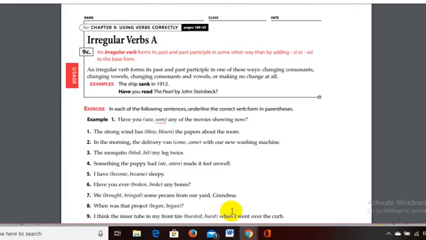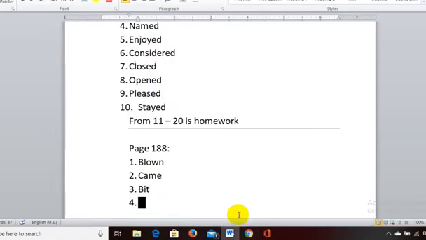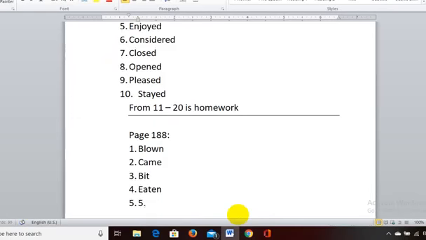Number 4. Something the puppy had, ate or eaten made it feel unwell. So we have here the helping verb had, so we know that this here should be in the past participle form. The past participle form of eat is going to be eaten, right? So we're going to choose for number 4, eaten. Excellent. Eaten. Alrighty, number 5. Let's take a look and see.